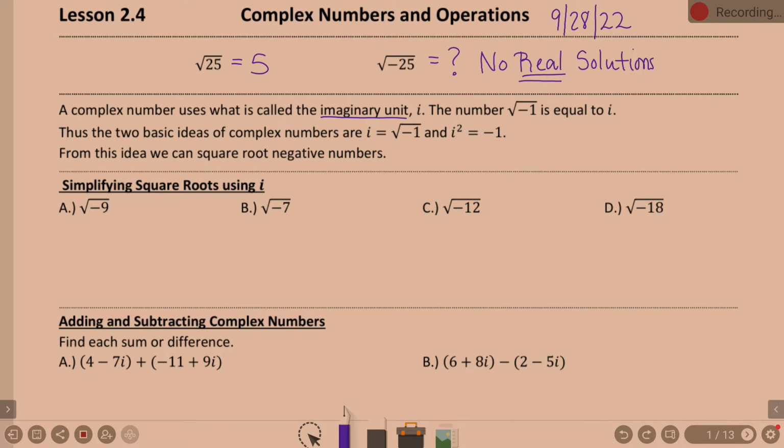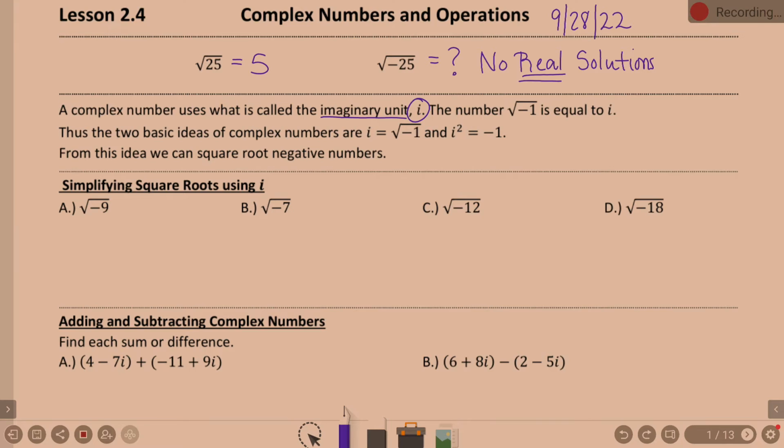Up till now, everything you've done in your math career involves real numbers. Whether it be positives, negatives, whole numbers, fractions, decimals, it's all been real numbers. But there is also something called the imaginary numbers, and they're part of the complex numbers. So a complex number uses what is called the imaginary unit. We use i to refer to it. For that reason, you don't usually see me use a variable of i, because i is the imaginary unit.